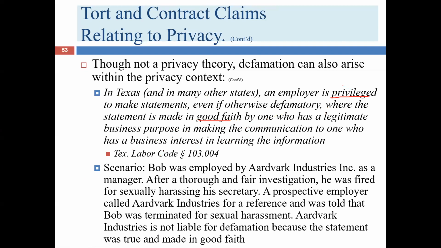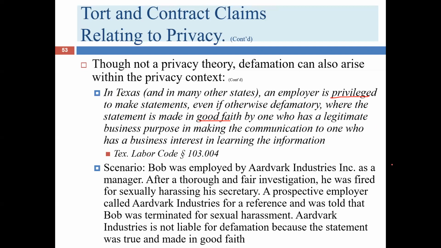So when we talk about privilege in the law, this is when the law says we're making an exception to our usual rule. Because of the particular circumstances, we're going to allow you to get away with more than you usually would be able to, because we think it's socially useful to have these conversations.